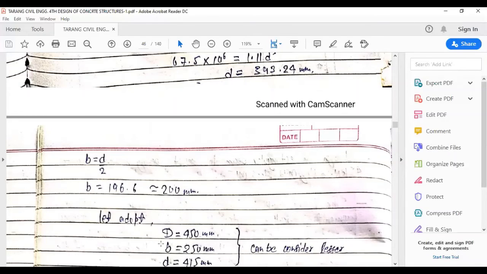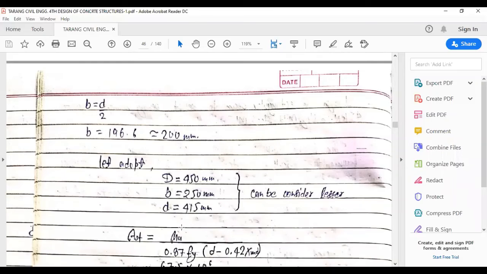All these values have been increased on the conservative side. So I have also written a note here that it can be considered lesser. You can consider capital D as 420, small d as 390, and small b as 200 itself. But for a safer and conservative approach, I have increased the values and taken it this way.